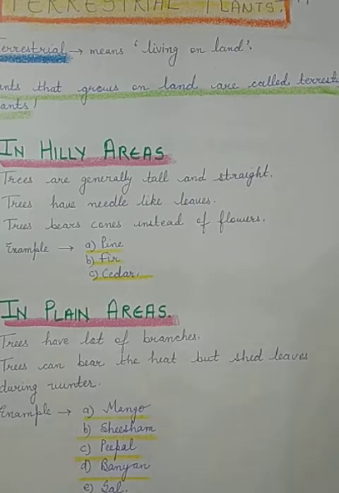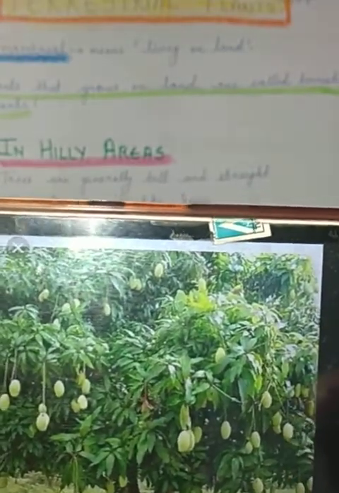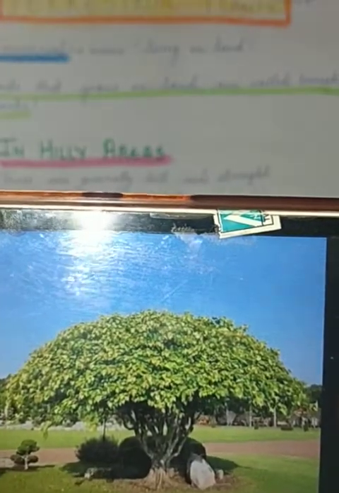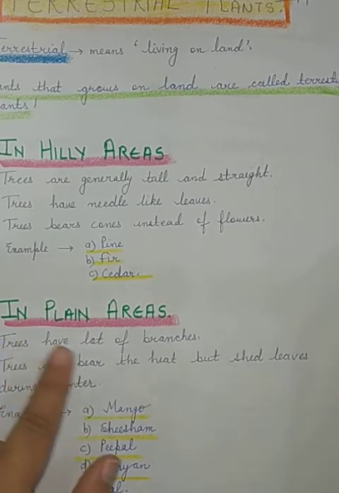See, this is the picture of a tree which grows in plain areas, and this is a mango tree. Next is a picture of a banyan tree. It also grows in plain areas. Next is the picture of the sal tree, and this is the shisham plant. This is the picture of the shisham tree. These are some of the examples of trees which grow in plain areas.